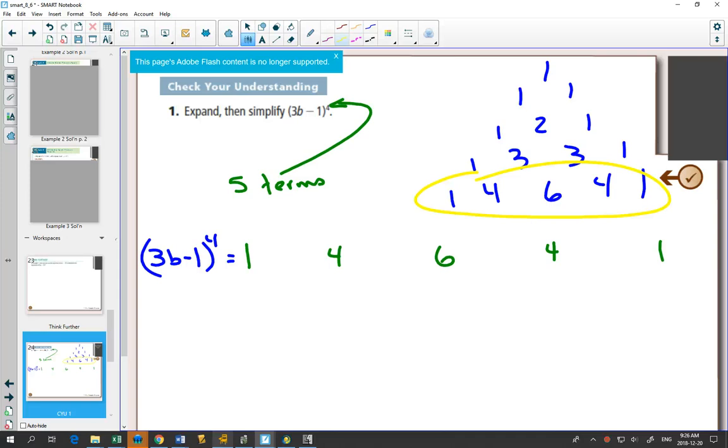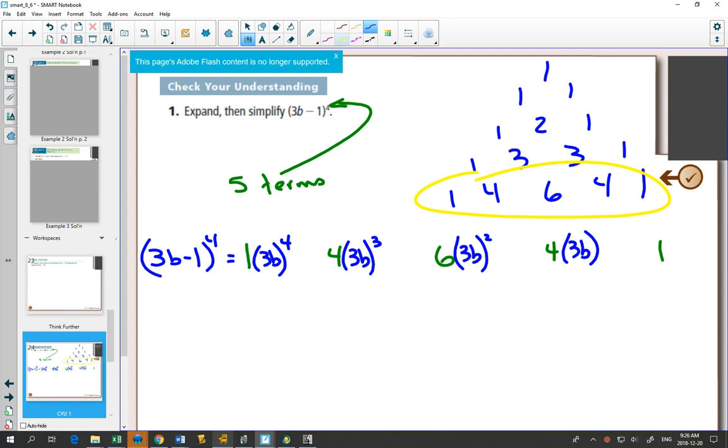Now, what happened to each of the variables? When we had x and y, we would have started with x to the 4. But we don't have x now, we have 3b. So we would have (3b)^4. And then the next one would have (3b)^3. Then (3b)^2. Then 3b. And the last one won't have any.